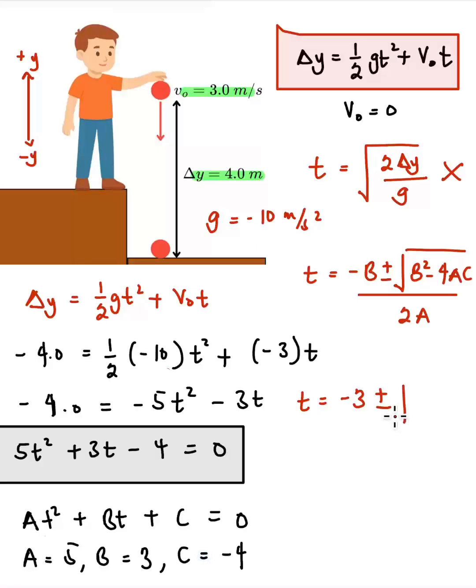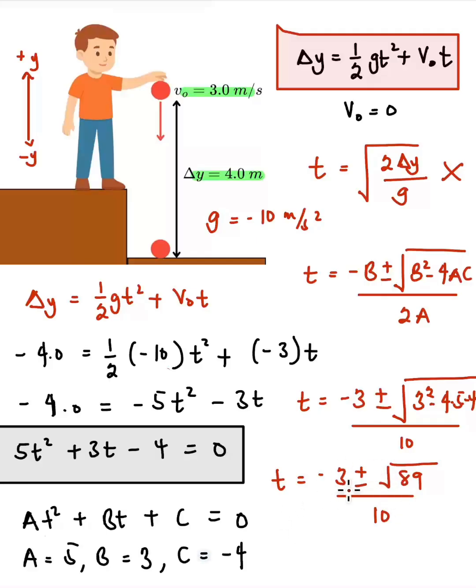and then we have the square root of b squared, so 3 squared minus 4ac, where a is 5 and c is negative 4, so we have times 5 times minus 4. All this is divided by 2a, so 2 times 5 is going to be 10. We can further simplify this, so we are going to have the time equal to minus 3 plus or minus the square root of, if we evaluate all of this in the bracket, 9, and then this negative times that negative will be plus, and all of that is going to give us 89, and then divided by 10.